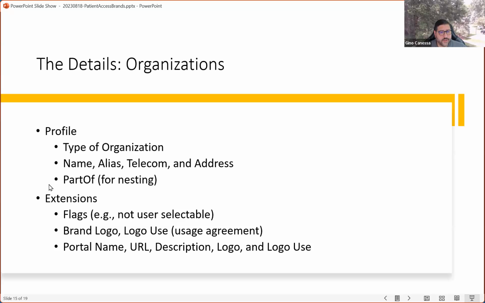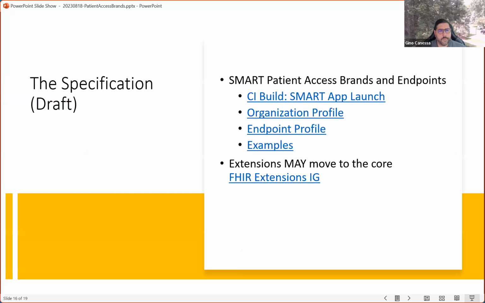Same thing on organizations, agreeing on a nomenclature for the types of organizations, data aggregators versus outpatient versus hospital and all those things. And then really setting up these brand logos, logo usage agreements. Again, hospitals or providers need to protect their brand information, and people who want to use it need to know how they're authorized to use it and when. And separating that out from portals, their names, URLs, descriptions, logos, all that kind of stuff. And then all this nesting so that we can build these complicated structures of organizations.